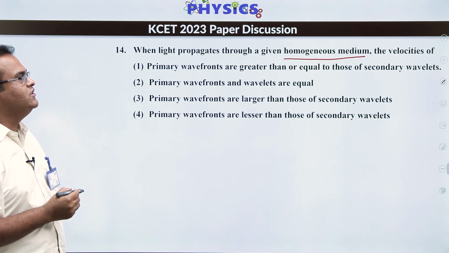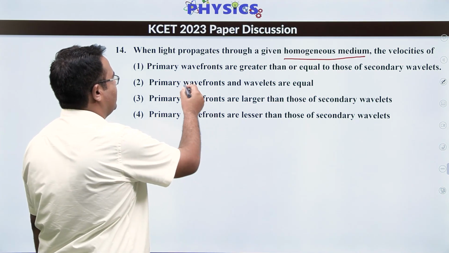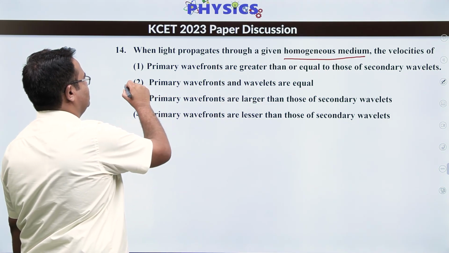Since the medium is homogeneous, it is not changing, velocity will not change. So as a matter of fact, primary wavefront and velocities, wavelets should have equal velocity. So answer should be 2.